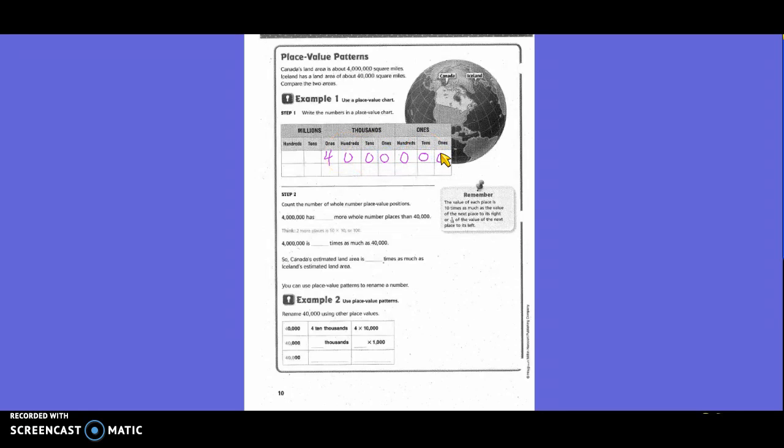Okay, does that look correct? We put in our commas too, correct? To hold our place values. Then Iceland has a land area of about 40,000 square miles. So where are we going to start for there? In the 10,000s, right? Our comma, to hold our place values separate. Okay, so does that look right?